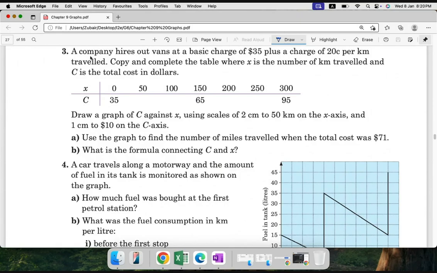First thing, the company hires out a van at a basic charge of $35. This is a fixed charge, like y = mx + c. Even if there is no distance, the company would charge $35, and then 20 cents per kilometer. I'm changing that into dollars to have the same units: $0.2 per kilometer. So the gradient is 0.2, x is the number of kilometers and y is the total fare. Does this make sense?